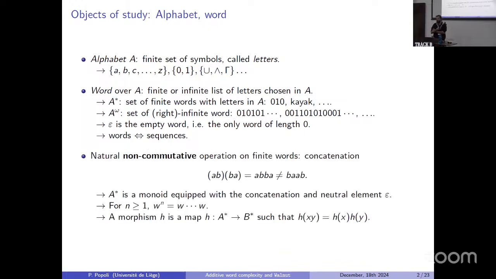There is a natural non-commutative operation on words. It is the concatenation. So if I concatenate AB and BA, I have the word ABBA, so this is non-commutative. And then the set A star with the concatenation is a monoid. And on this monoid, we have morphisms. These are maps that preserve the concatenation.